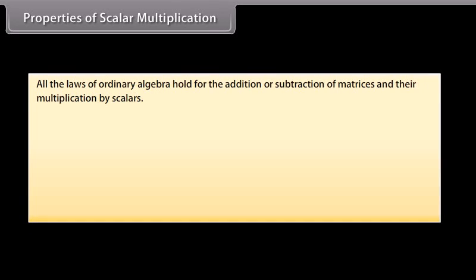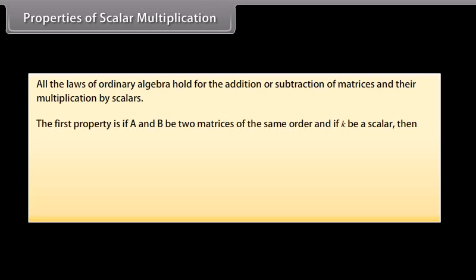Properties of scalar multiplication. All the laws of ordinary algebra hold for the addition and subtraction of matrices and their multiplication by scalars. The first property is, if A and B are two matrices of the same order and if K is a scalar, then K into A plus B is equal to K into A plus K into B.